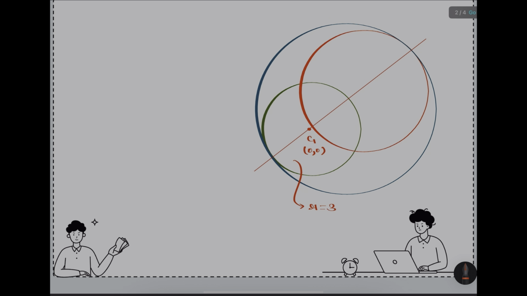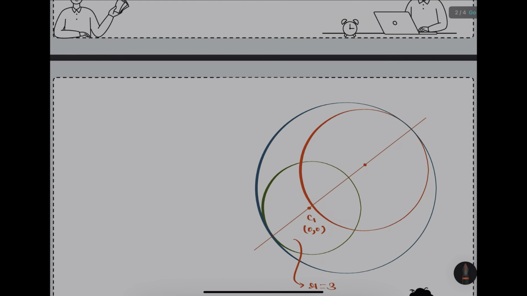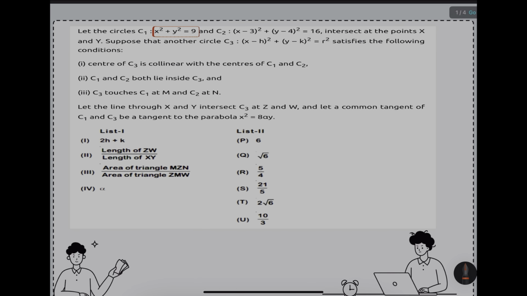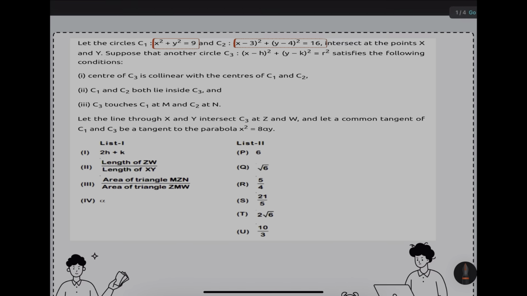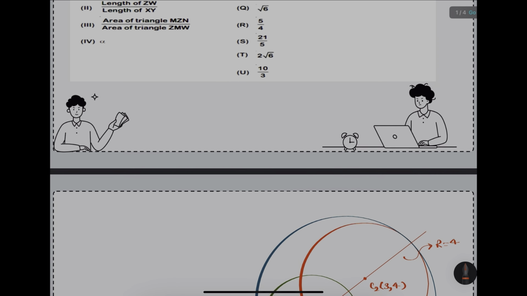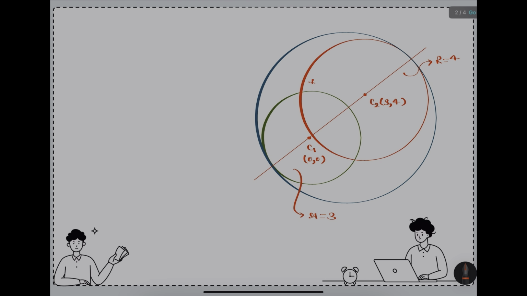Now the second circle C2 has center at 3 comma 4 and radius is 4 units. They intersect at X and Y. So your circles intersect at X and Y.